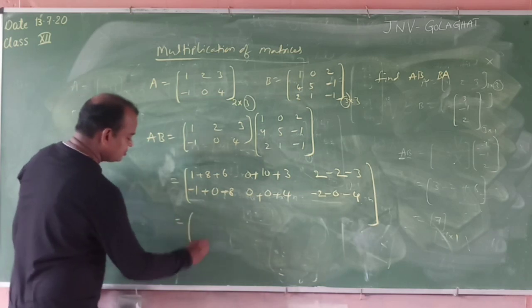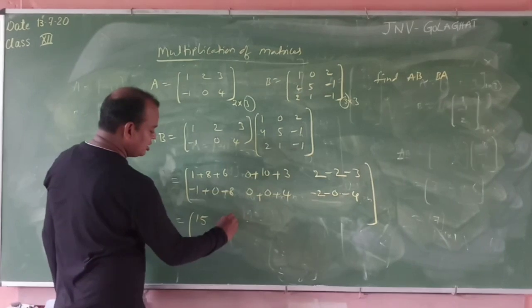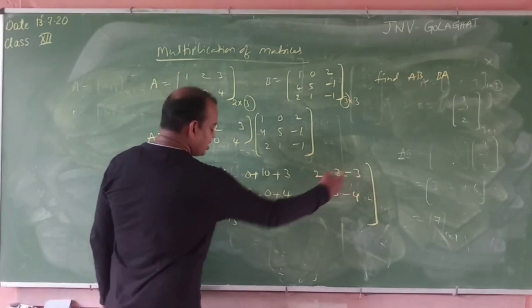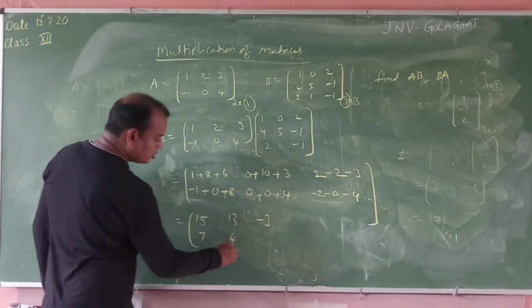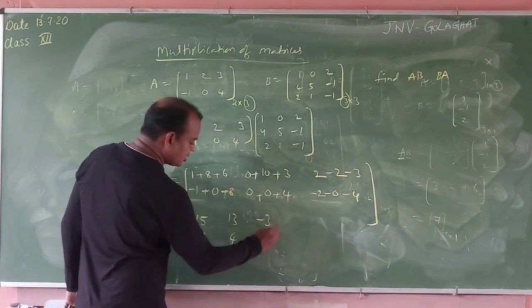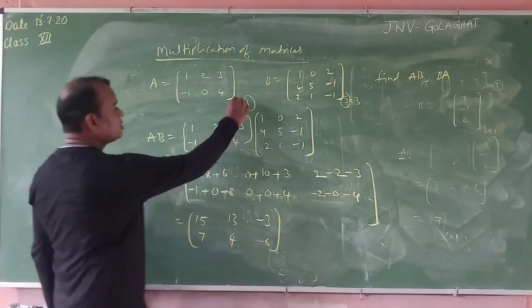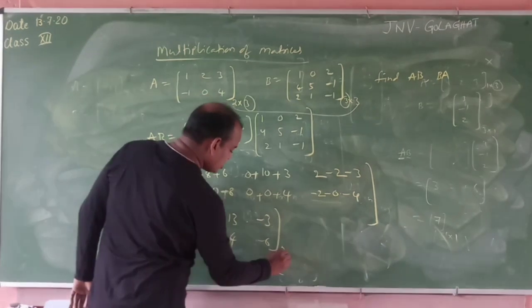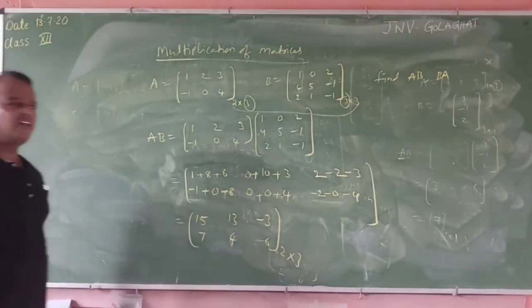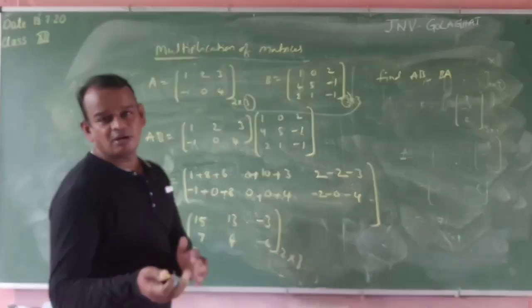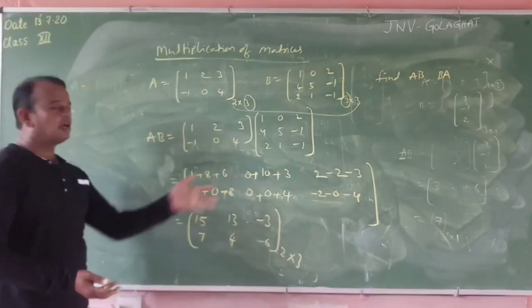Now adding: 1 plus 8, 9, 9 plus 6, 15, 10 plus 3, 13, 2 minus 2 cancel, minus 3, minus 1 plus 8 means 7, 4, minus 2 minus 4 is minus 6. What is the resultant order? 2 by 3. Observe that the resultant matrix order is 2 by 3. Very, very simple. Already I taught before how to multiply row by column, you can apply.